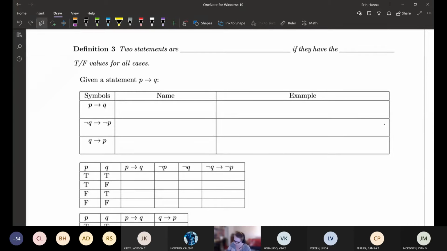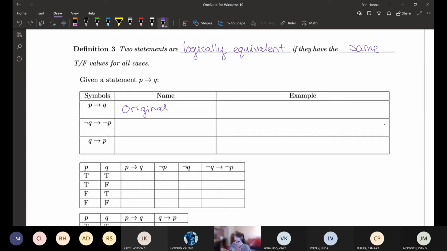Two statements are called logically equivalent if they have the same true/false values for all cases. So essentially, if we were to do the truth table for both of these, and we laid the truth table out in the same fashion, would their end result have the same exact true or false cases? So given a statement P implies Q, the P implies Q would just be like the original. There's not really a name for that.